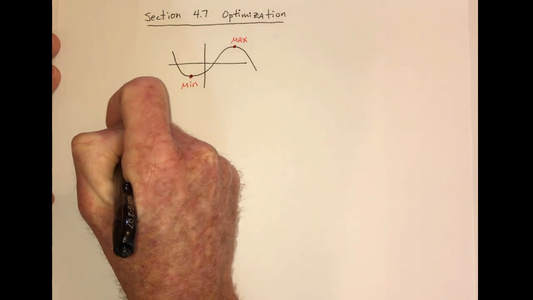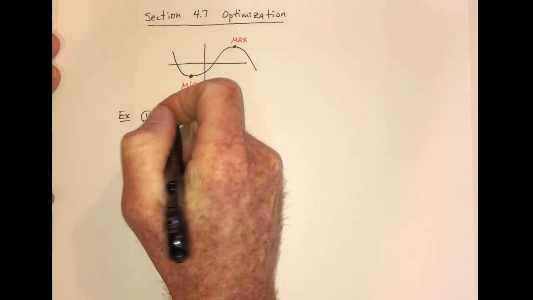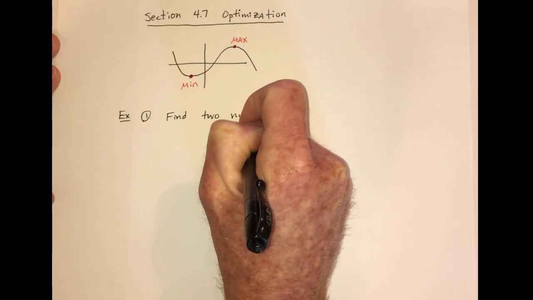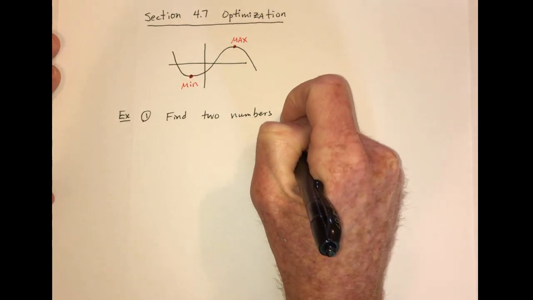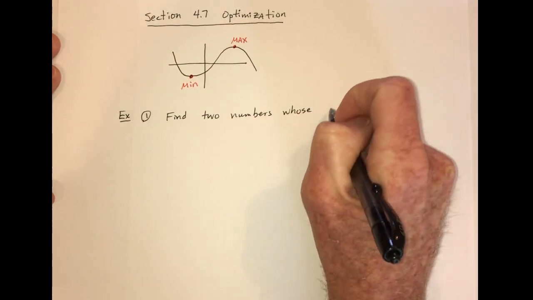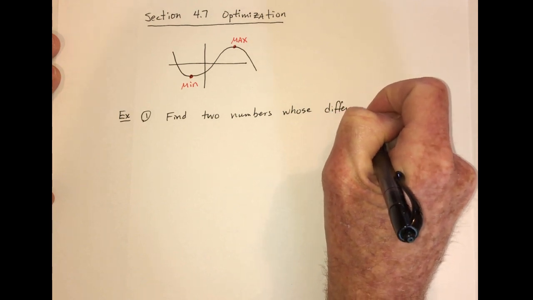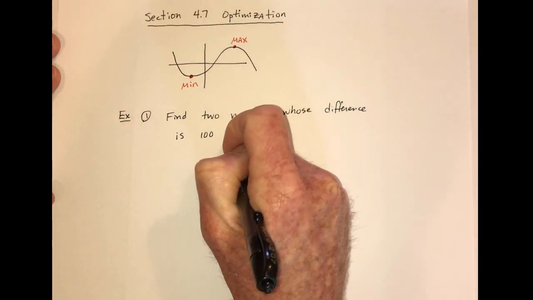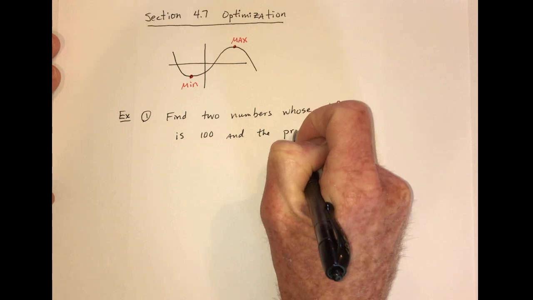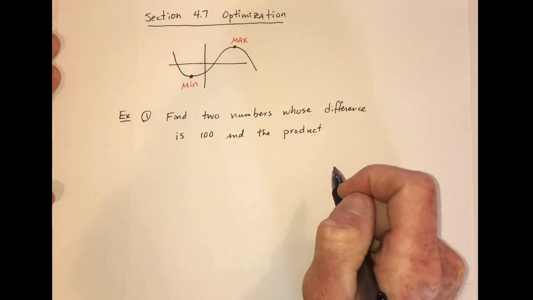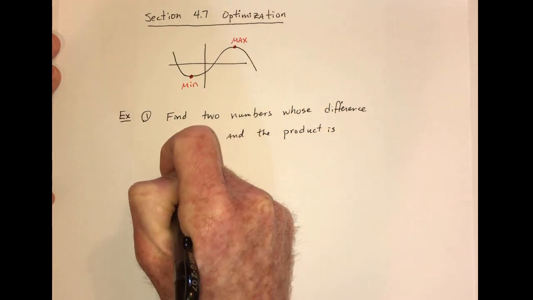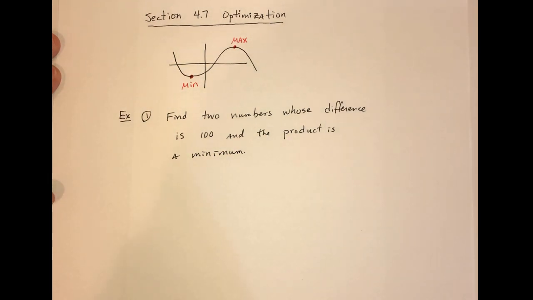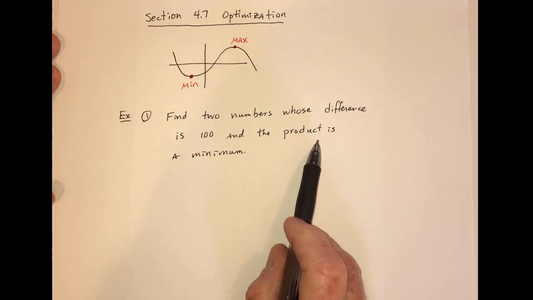So let's start off easy. Example number 1, find two numbers where the difference is 100 and the product is as small as possible. Okay, so from these words, create a function.